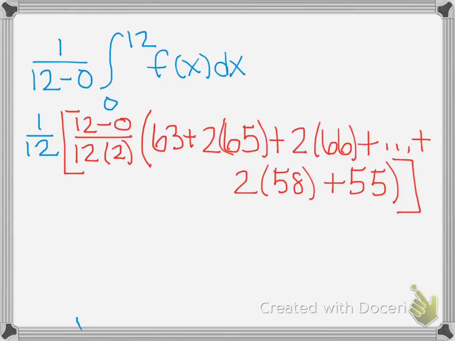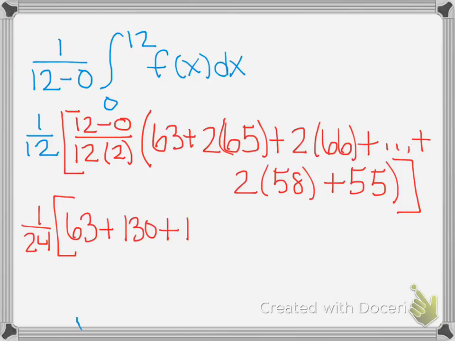So this represents our average temperature using the trapezoidal approximation on the table. So simplifying this, do you see how we have 12 minus 0 over 24 represents 1/2 times the 1/12 is going to give me 1/24 on the outside. So then on the inside I have 63. 2 times 65 is 130. 132. You should be able to do all of this mental math.